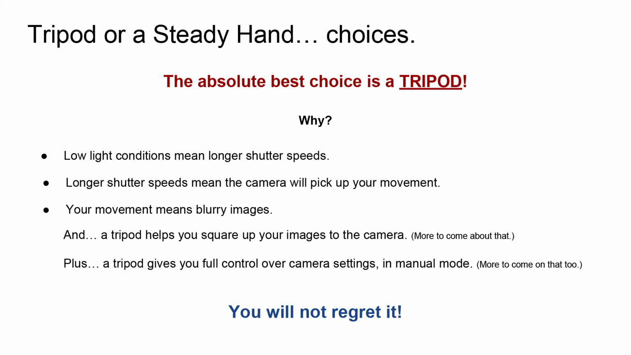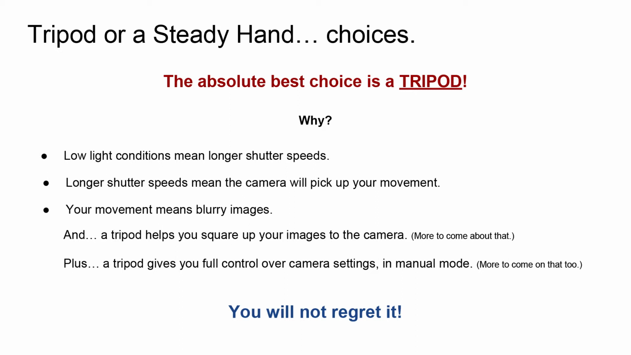So your movement means blurry images. That little bit of movement that happens during that 1/60th of a second will make your image blurry. I'm sure you've seen it if you've ever tried to take a picture with a cell phone. It's so hard sometimes if you're not in perfect lighting with your cell phone, for that very reason.